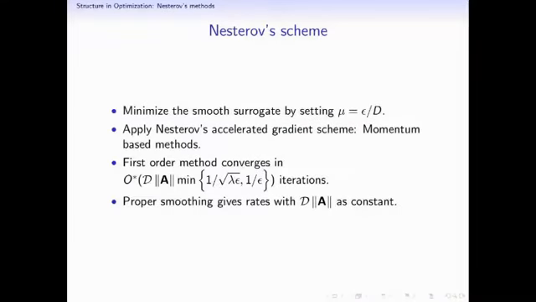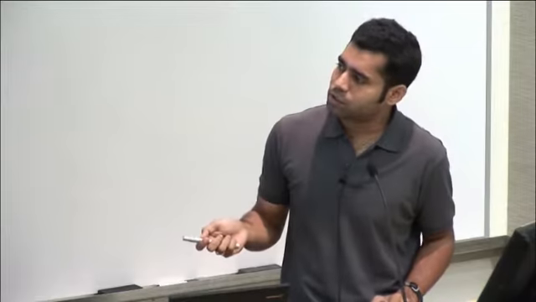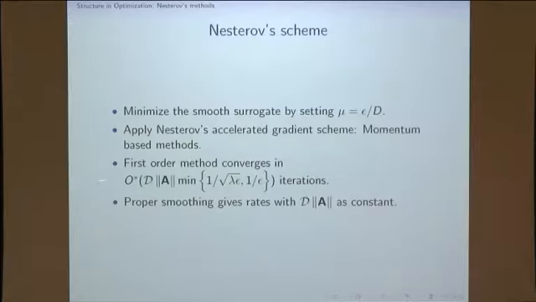It is a first order method, and it is shown to converge in this many iterations, where script d is basically the upper bound on the strongly convex function that we use, and norm of A is basically the norm of just this matrix A that I was talking about. So it is interesting to note that if you just throw any smoothing function at it, you will screw up this contribution that you have. This script d times norm of A is not necessarily a constant. It is not independent of the kind of smoothing you use.